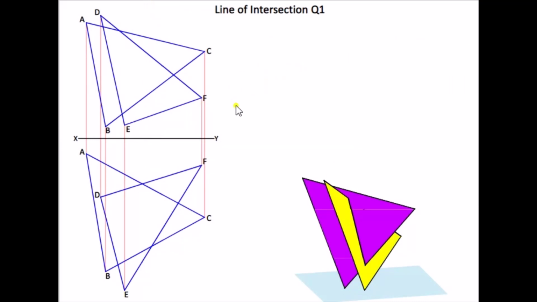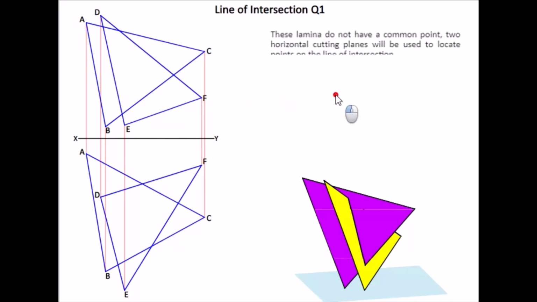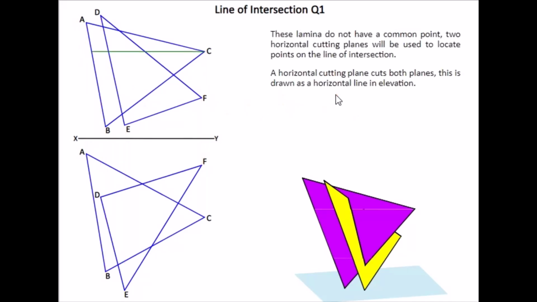Now in this question we have 2 triangles that are intersecting one another, so we can see this in the 3D graphic. So this is the line of intersection that we're looking for. Now in this case here we do not have a shared point. So to solve this we need to take a slice across C to find a point on the line of intersection.